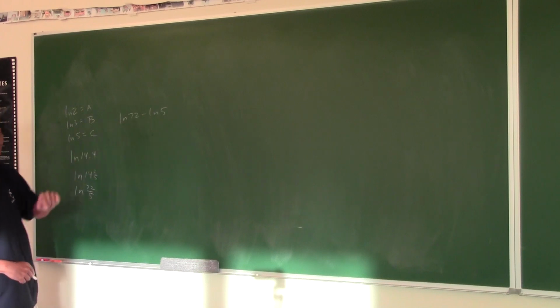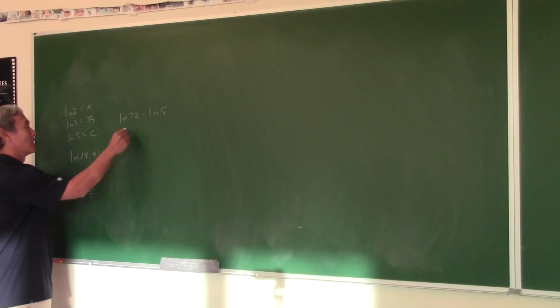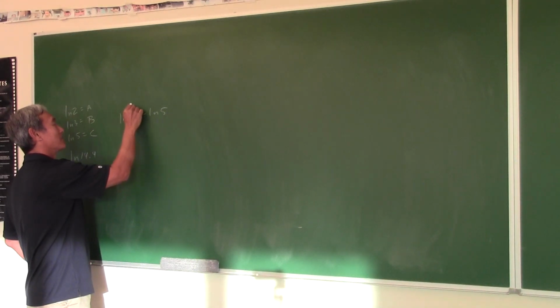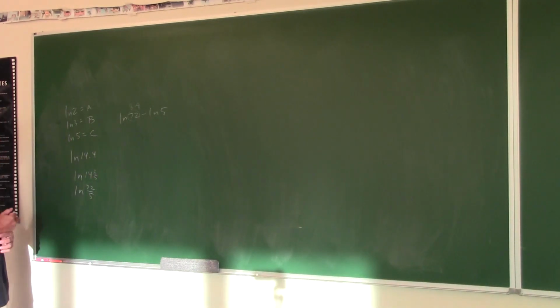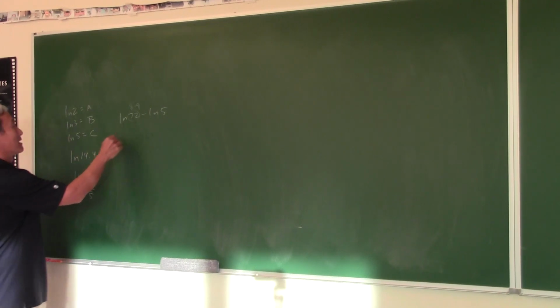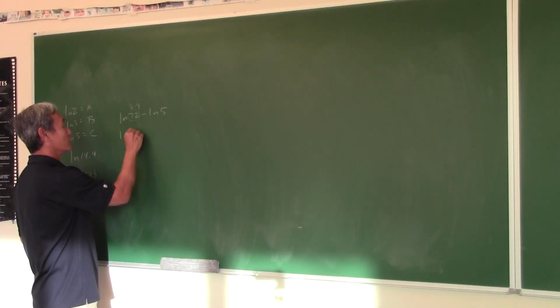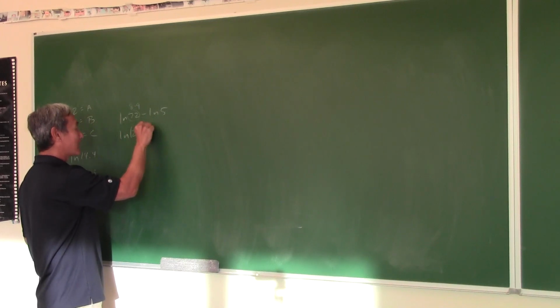All we're going to do now is break down the 72. Now, how am I going to break down the 72? Well, isn't 72 the same thing as 8 times 9? Now, why did you pick 8 times 9? Why didn't you go like 3 times 24 or something like that? Yeah, you could have. But the reason why I picked 8 and 9 is because 8 is 2 to the 3rd power and 9 is 3 to the 2nd power.